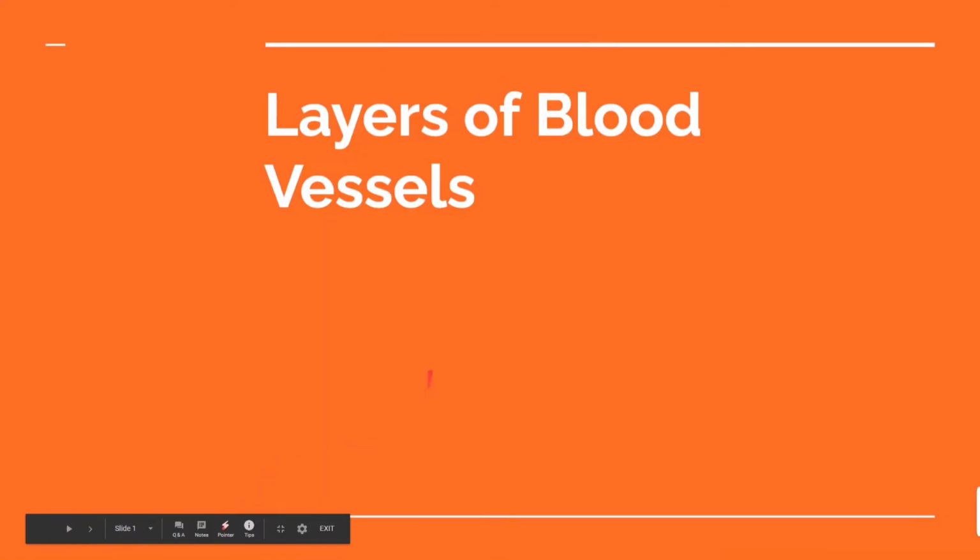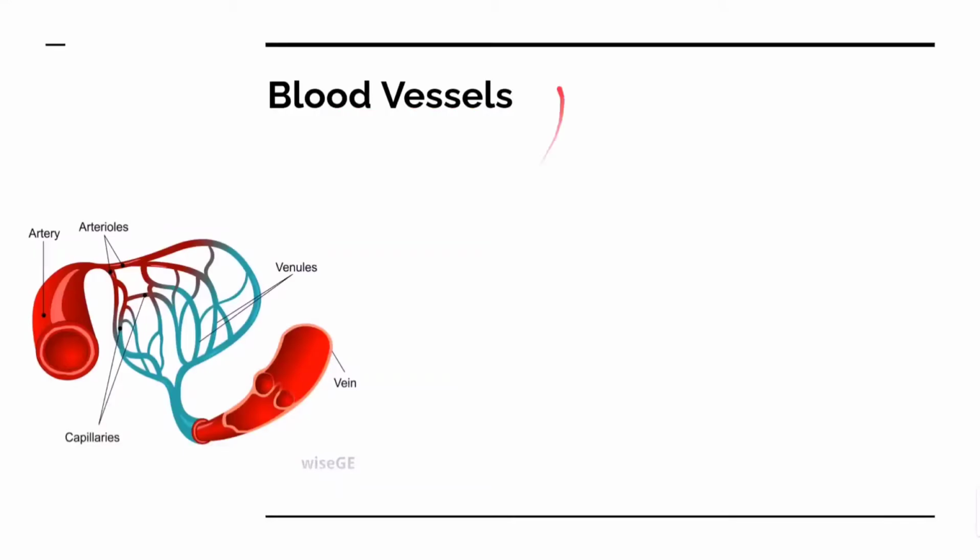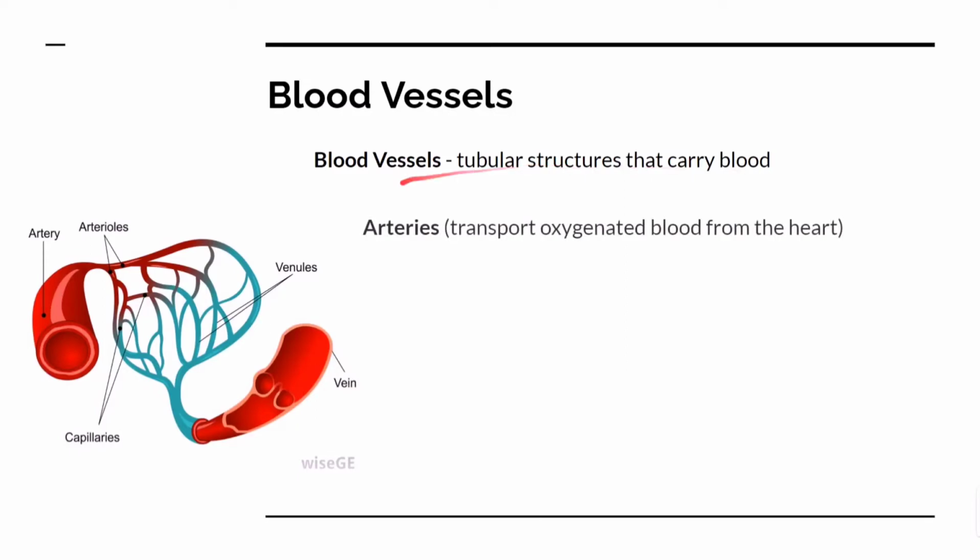So today's video is on the layers of blood vessels. First we're going to look at our blood vessels. Blood vessels are the tubular structures that carry the blood around our body. The types of blood vessels include arteries, which transport oxygenated blood from the heart, and arterioles, which control blood flow to the capillaries. This is stuff like vasodilation and vasoconstriction.